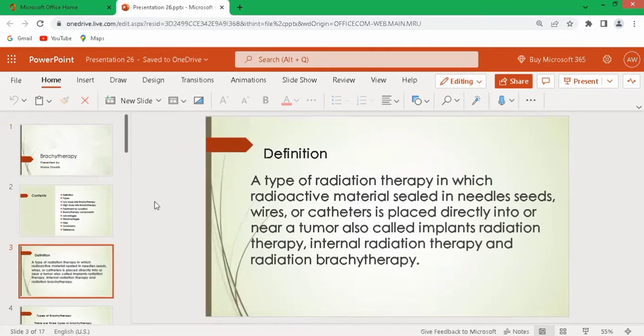Start with the definition of brachytherapy. A type of radiation therapy in which radioactive material sealed in needles, wires or catheters is placed directly into or near a tumor. Also called implant radiation therapy, internal radiation therapy and radiation brachytherapy.